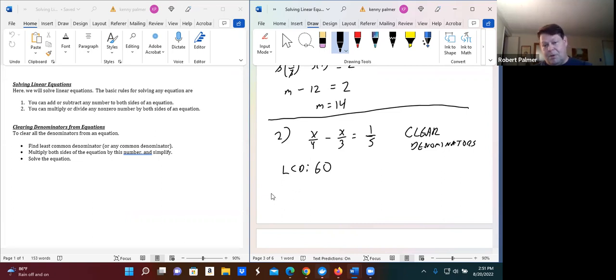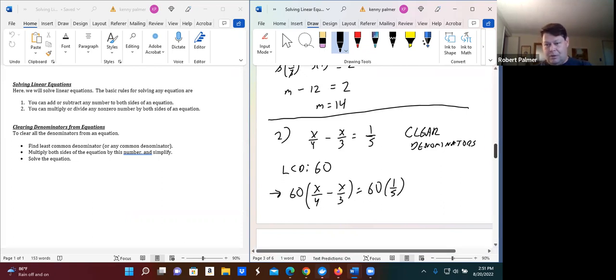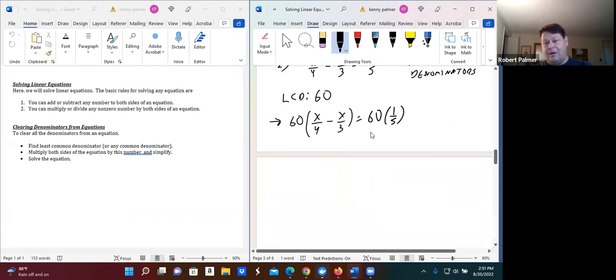Okay, so multiply everything by this. So 60 times this side, x over 4 minus x over 3, and then 60 times 1/5. And then, as we did in the last example, simplify. So 60 times 1/5, 5 would go into 60 12 times, and so this side is going to be 12.